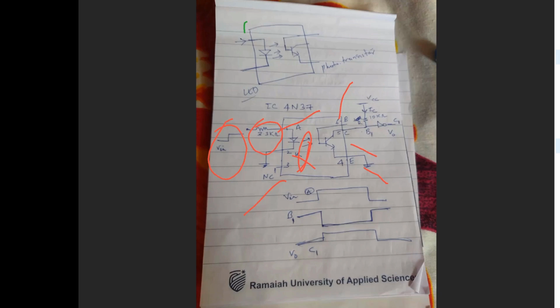Now, once this optical power falls on the phototransistor, the current starts flowing between your collector and emitter. The saturation current starts flowing. So now at that time, what happens?